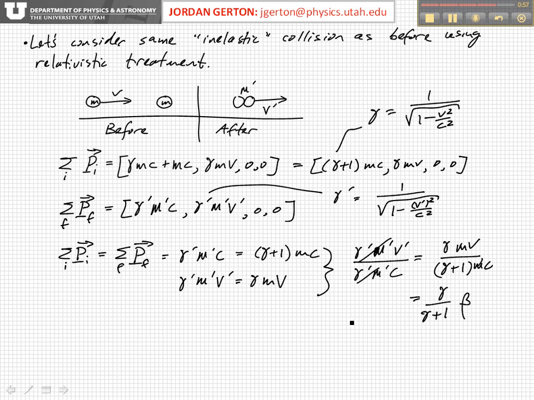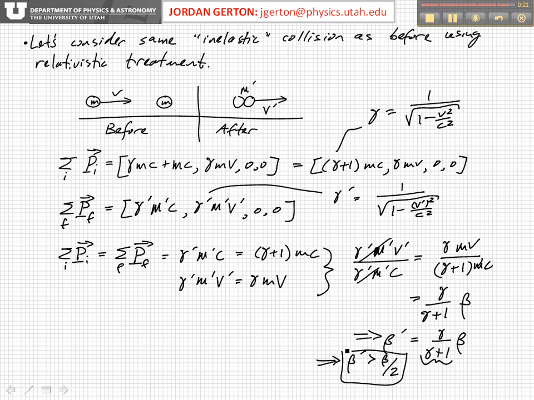So beta prime is equal to gamma over gamma plus 1 times beta. And we see that in any interesting case here, gamma is greater than 1. If gamma was equal to 1, that would mean that the initial particle is at rest and there's no collision. So gamma has to be greater than 1, and so this ratio is actually greater than a half. So this implies that beta prime is greater than beta over 2.